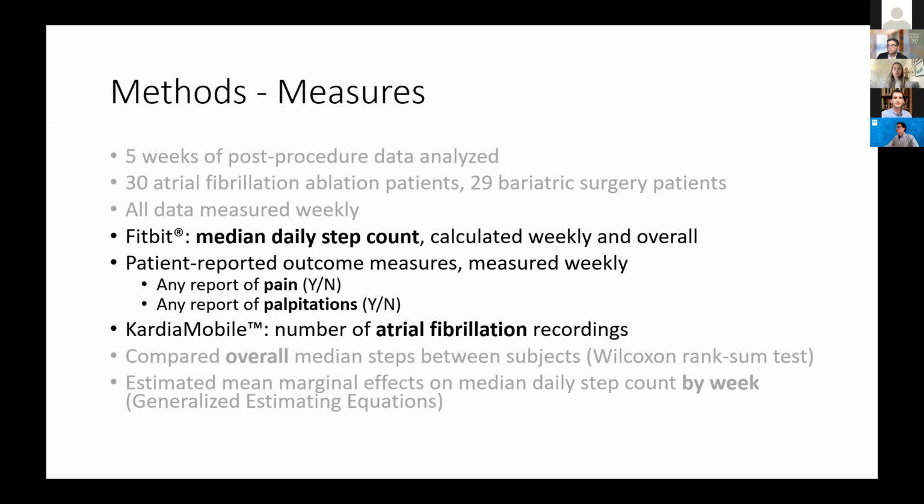And we asked patients to report whether or not they had pain, and we asked ablation patients to report whether or not they had palpitations. And lastly, we also asked ablation patients to use a cardiomobile device to make at least one heart rhythm recording per week, but they could make, on top of that, as many as they wanted. And we calculated the number of atrial fibrillation recordings.